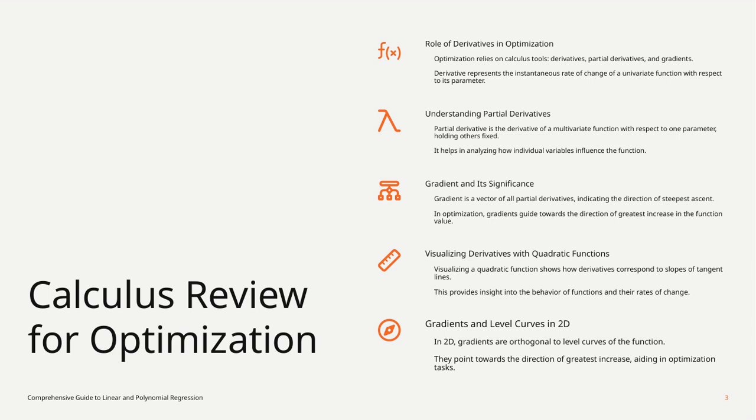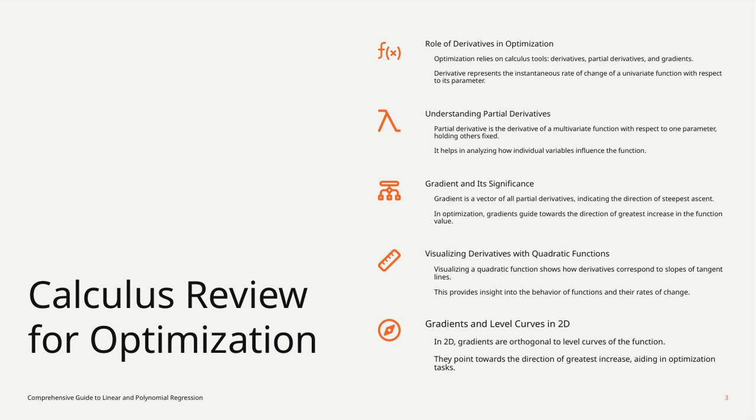Now, understanding partial derivatives is fundamental. They measure how a function changes as we vary one variable while keeping others fixed. This allows us to analyze the influence of each individual variable on the overall function, which is especially important in multivariate regression. Moving on to the role of derivatives in optimization, they serve as the core tools. The derivative tells us the instantaneous rate of change for a univariate function, helping us determine the direction and magnitude of adjustments needed to improve our model.